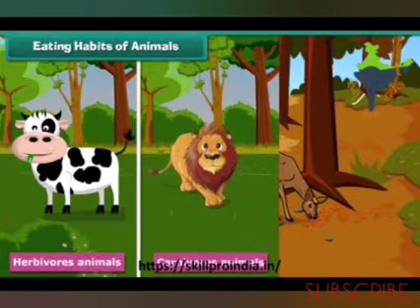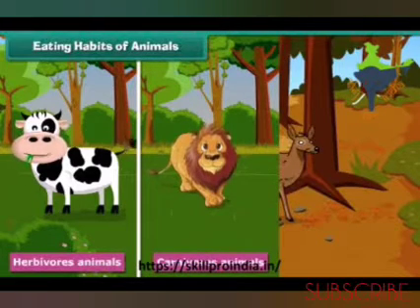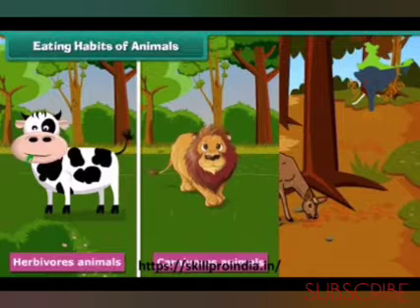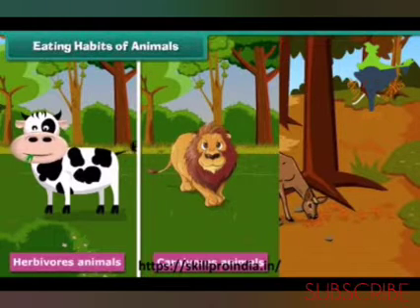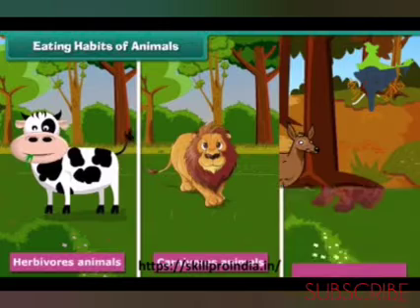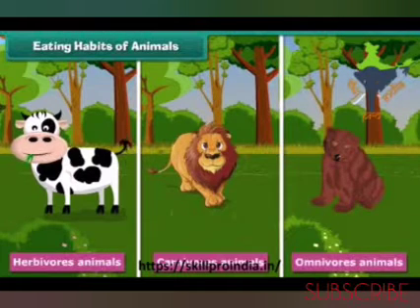Carnivores eat flesh with their sharp, pointed, and strong teeth. Lion and tiger are the examples of carnivores. Omnivores eat both plants and flesh. Bear and crow are the examples of omnivores.